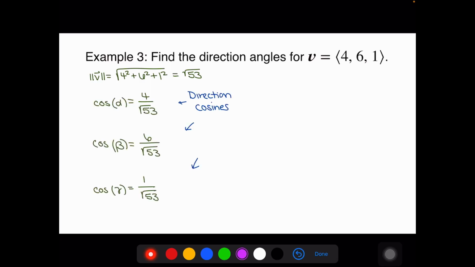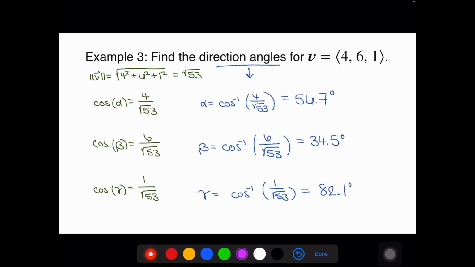And so then what we call our direction cosines, I have written on the screen. Cosine of angle alpha is the x component, which was 4, over the magnitude, root 53. Cosine of angle beta is that y component, which was 6 over root 53. And then finally, cosine of angle gamma is the z component, which was 1 over that magnitude. So those are my direction cosines. To find the direction angles, I'm going to have to take the inverse cosine of each of these ratios.